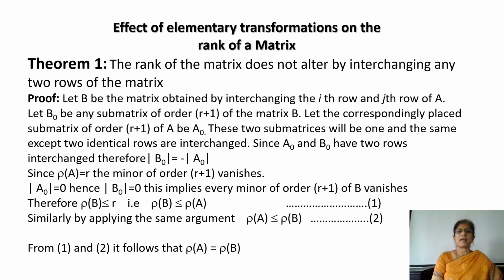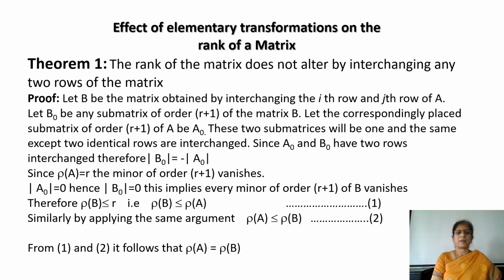The effect of elementary transformations on the rank of a matrix. Theorem 1. The rank of the matrix does not alter by interchanging any two rows of the matrix. That is, by interchanging any two rows, or it can be two columns, the rank of the matrix does not change. So let us prove this.